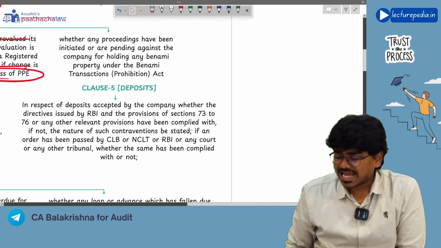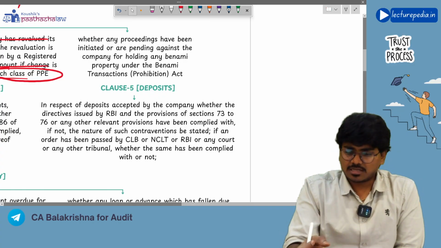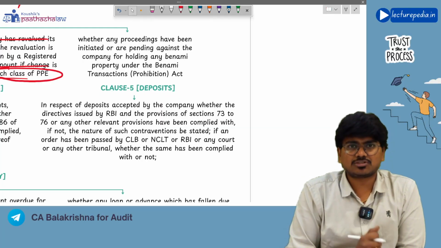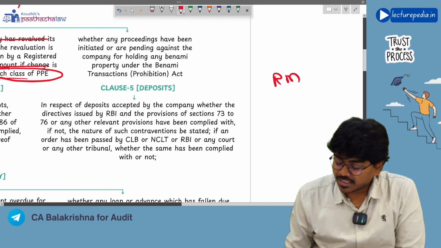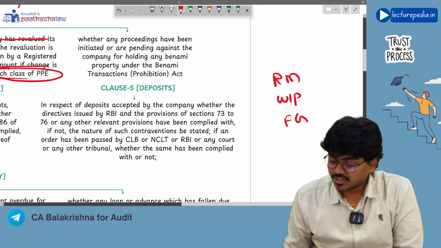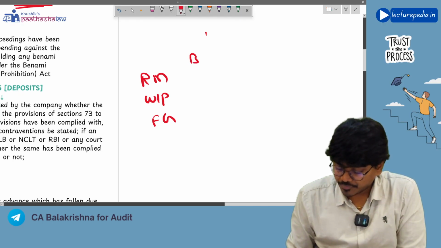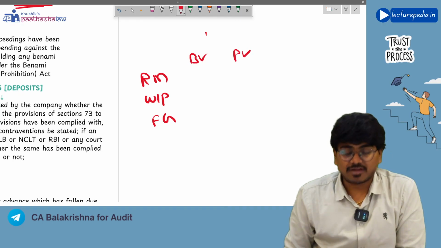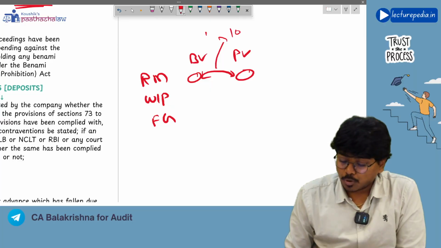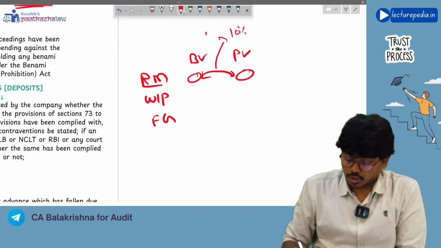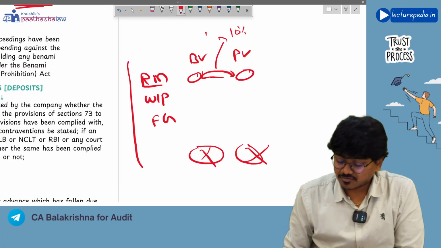Now for the inventory class means, see, for fixed assets, class of assets will be like plant and machinery, land and building, furniture and fixtures, these will be class of fixed assets. Similarly for inventory, class of inventory will be raw material, work in progress, finished goods, right? Like this, if there is any discrepancy between book value and physical value, if the difference between book value and physical value is more than 10%, that too class wise, not total inventory, you need to see. You should not see the total inventory difference, no, class wise difference you need to see.